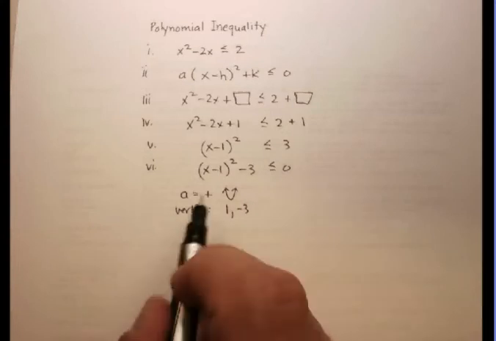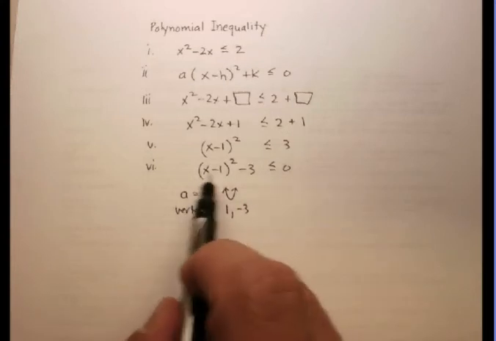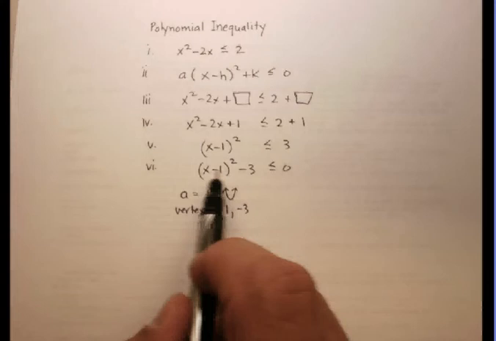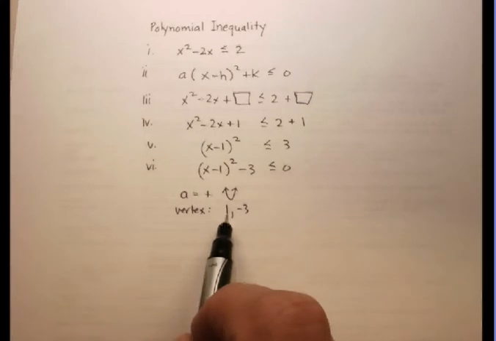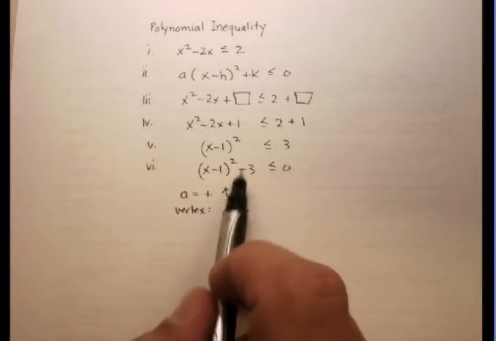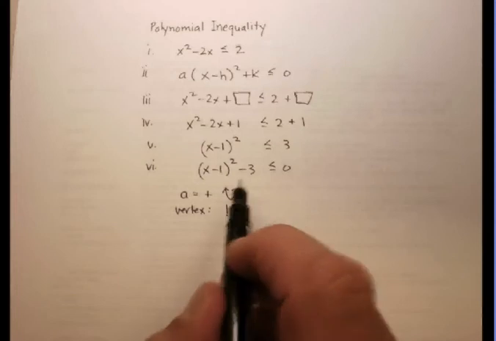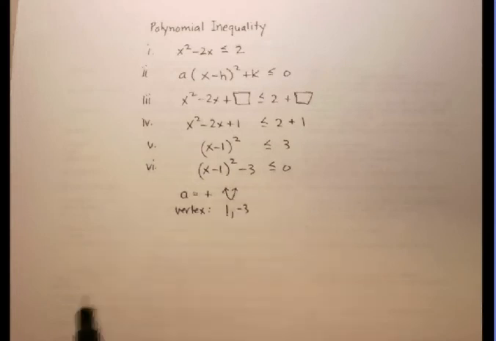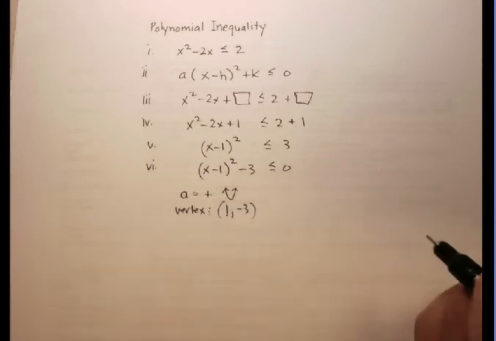How do I know that? Well, the x value is whatever makes this equal to 0, so it's 1 minus 1. The y value is just what we call the k up here, so that's just negative 3. So there's my vertex. How easy was that?